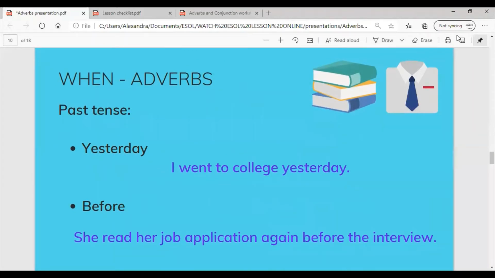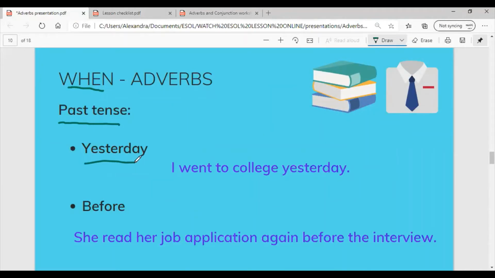Okay, so we turn our attention to when adverbs. So an adverb can tell you when something takes place. So it can tell you if it took place in the past tense, the present tense, or the future tense. So, and by tenses we mean we know what time this action is taking place. So if it's in the past tense, it could be yesterday, or last week, or last year, or last hour.